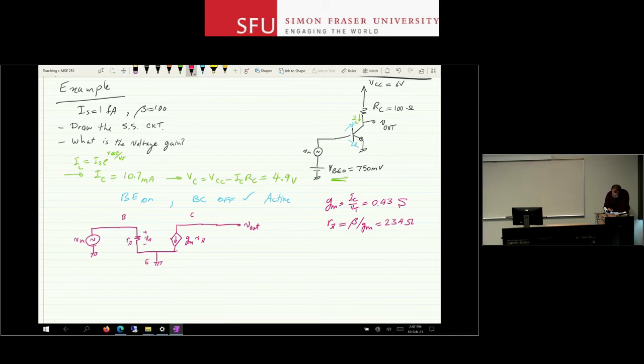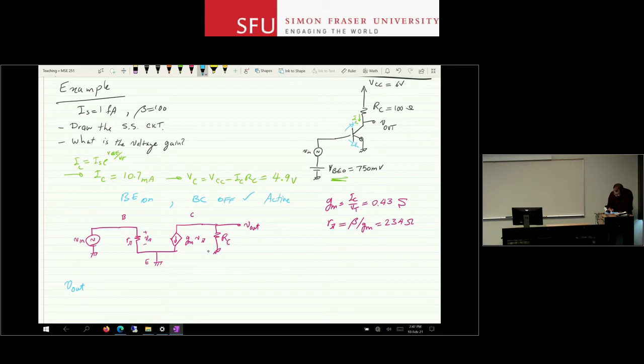Because you know RC is connected to ground, you just connect it like this as well. So this is my small signal circuit. And then what is the voltage gain? Well, I have to analyze this circuit. Well, easy. I can see that my intention is to find V out.